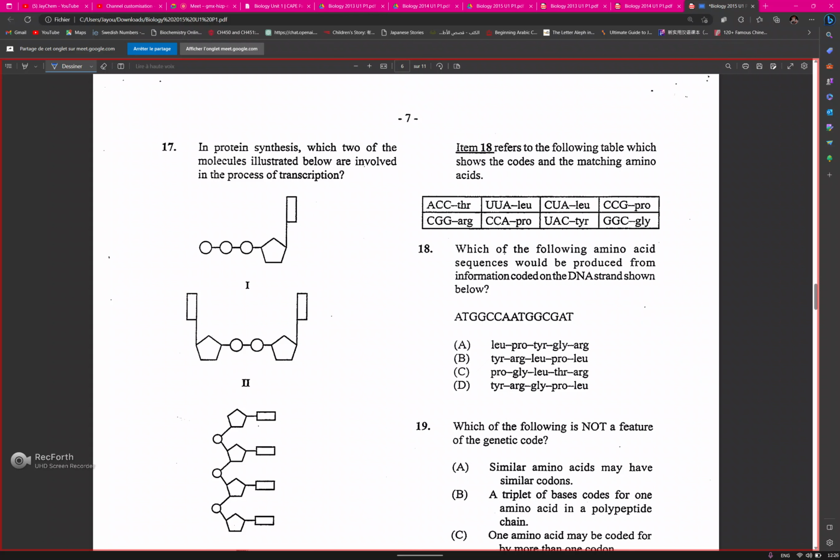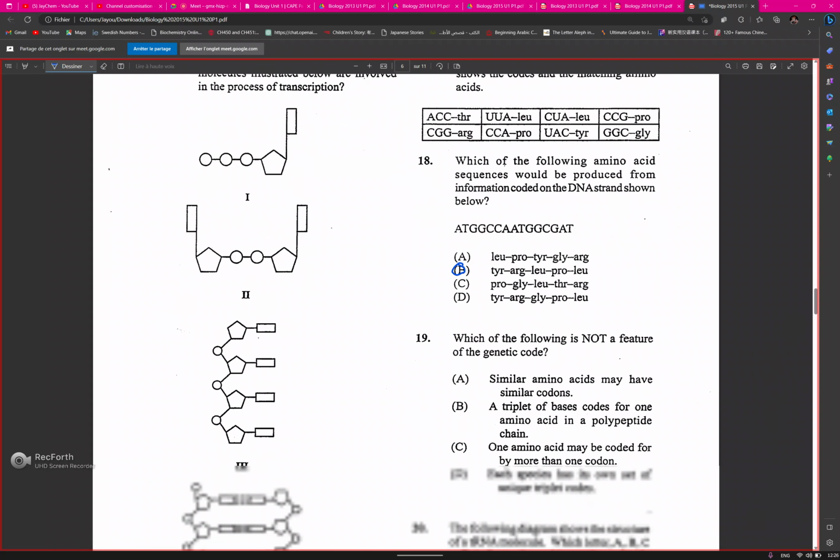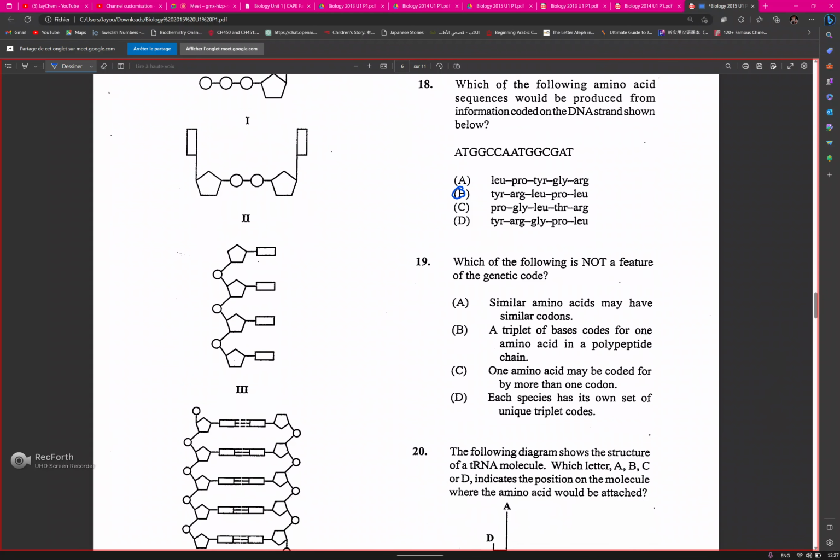So number 18, which of the following amino acid sequences would be produced from information coded on the DNA strand shown below? It would be tyrosine, then arginine, then leucine. Alright. Okay. So it would be B. Yes, it will be B. So we just create the RNA strand for it and then match it with the different amino acids.